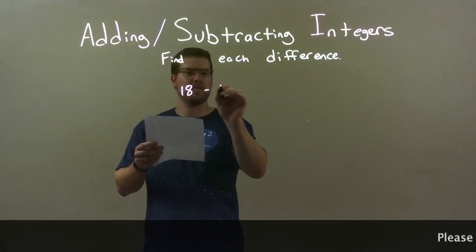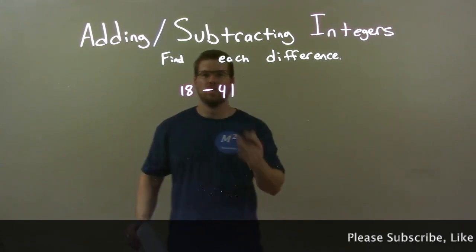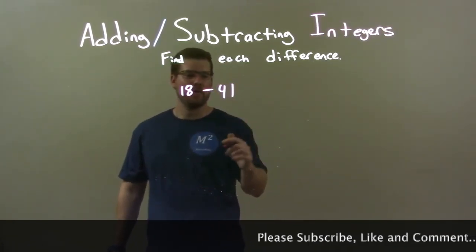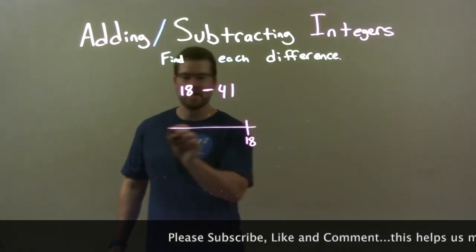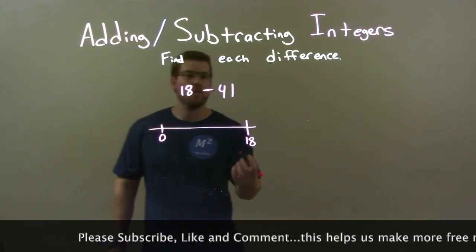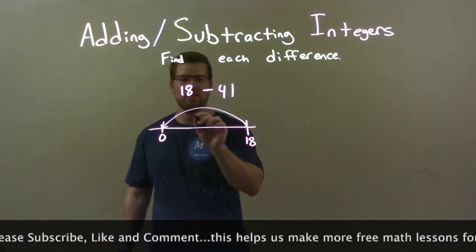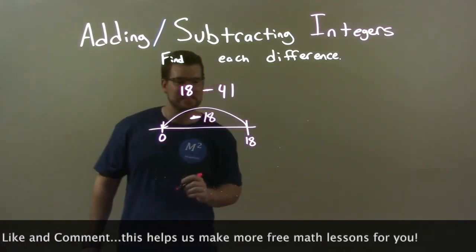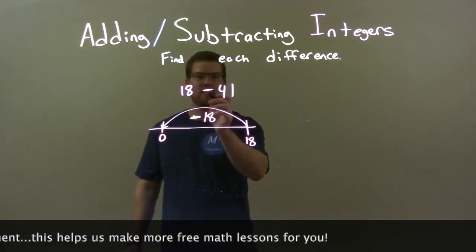18 minus 41. So we have 18 minus 41. Well, the first thing I'm going to do is start out with positive 18 on the number line. And we're moving towards the negative direction, okay? I know if I subtract 18 units, minus 18 right there, I get to 0. So we know we move 41 units to the left because that's minus signs there.